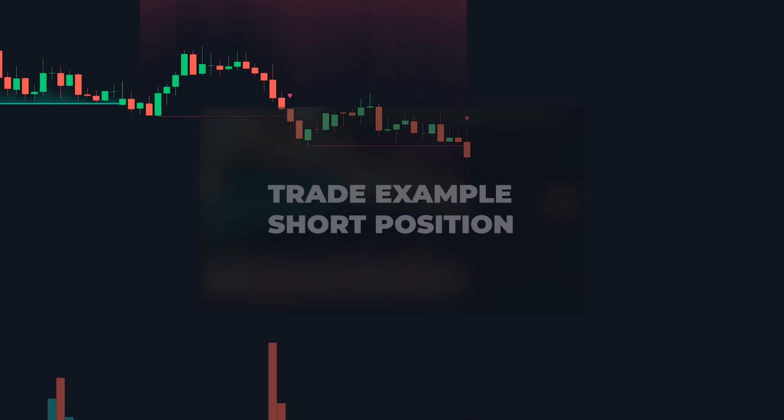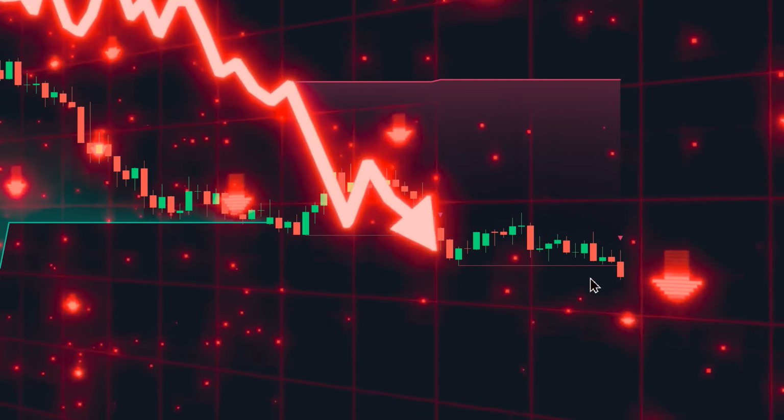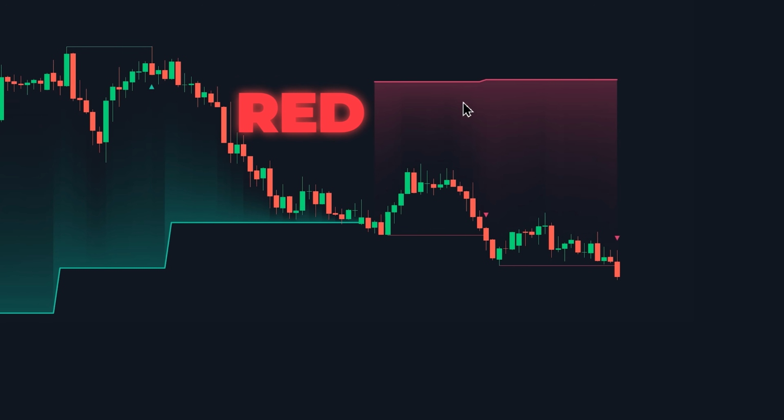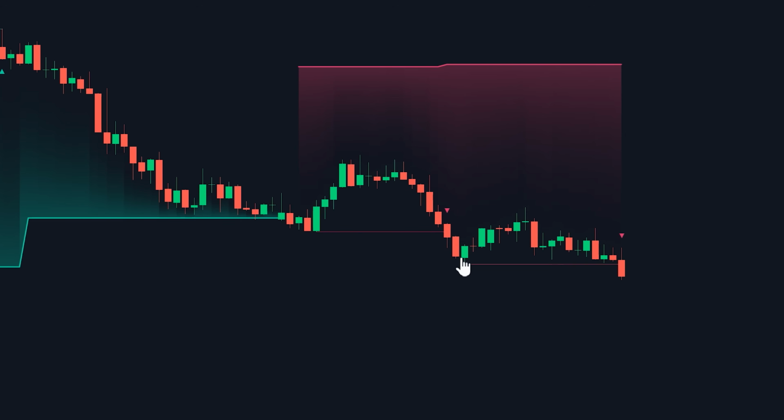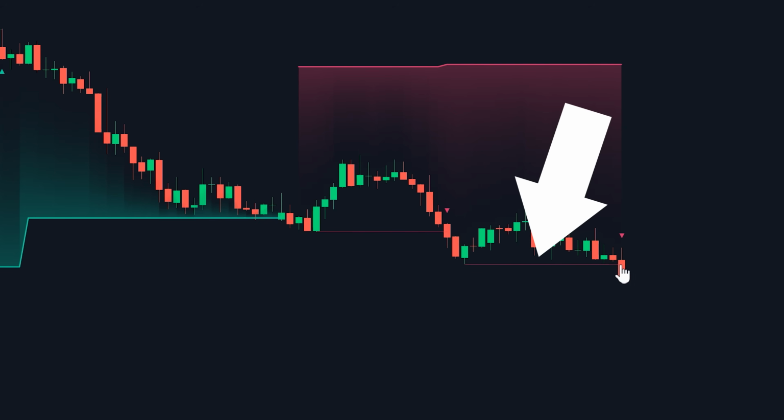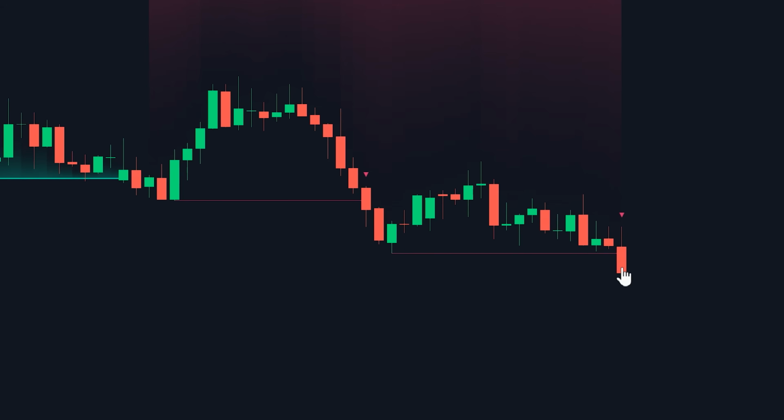Now flip those rules for a short. First, confirm the trend is bearish with a red band and price trading below it. Next, you want a clean breakdown of a previously confirmed pivot low inside that red regime, and it has to be a real break, no wick poke. I want a full candle body close below that pivot low, and ideally the indicator will print a down triangle right near that level to mark continuation.